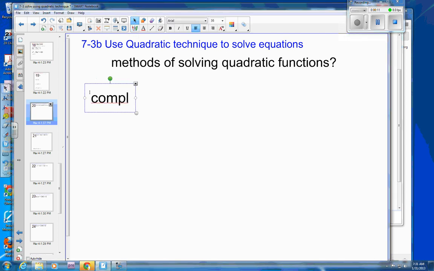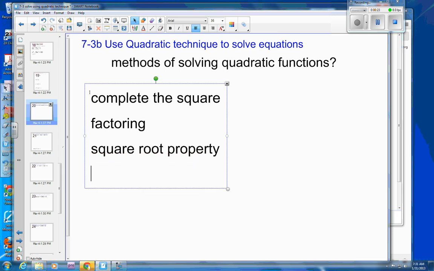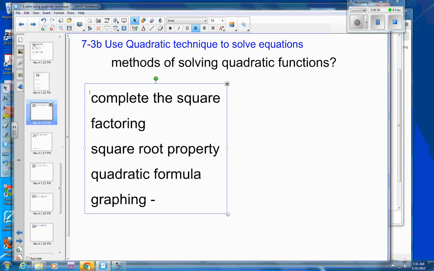We've got complete the square. We've got factoring. We have the square root property. We have the quadratic formula. And we have graphing, but don't use this one. That's only if you needed an approximation. Graphing is usually not the best way to go.